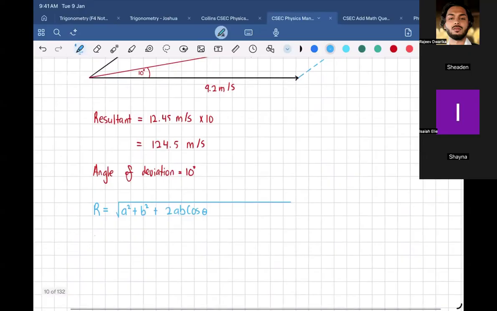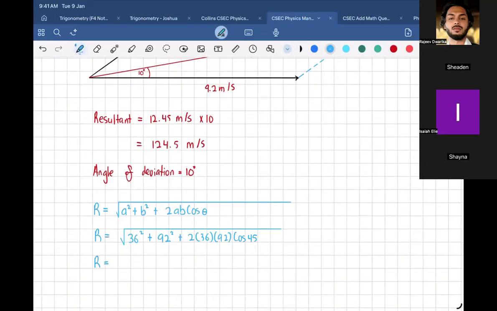Right. And so I'm going to say 36 squared plus 92 squared plus 2 by 36 by 92 cos 45. Isaiah, what was the answer you got to two decimal places, please? It was 120 point something. Actually, just give me the answer to one decimal place.